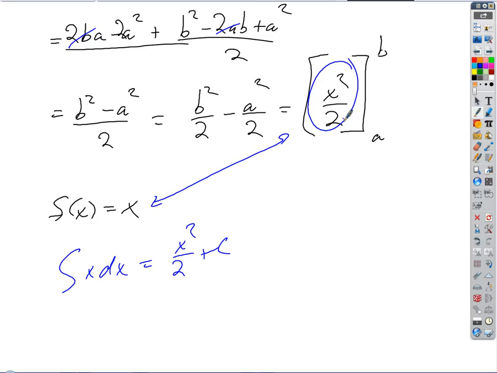Okay, that's huge. Look what we just did. What we did is we found an area under the curve from a to b, right? So what if I said something like this?